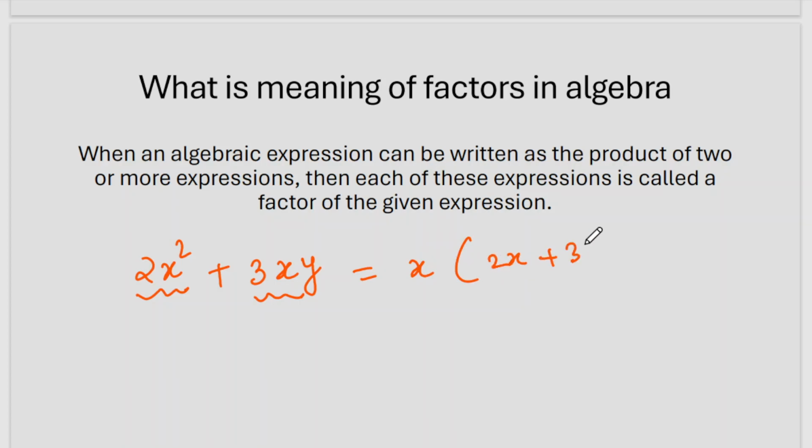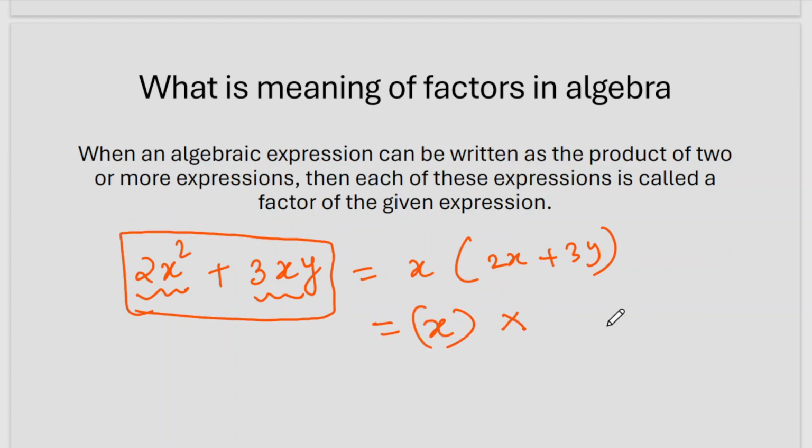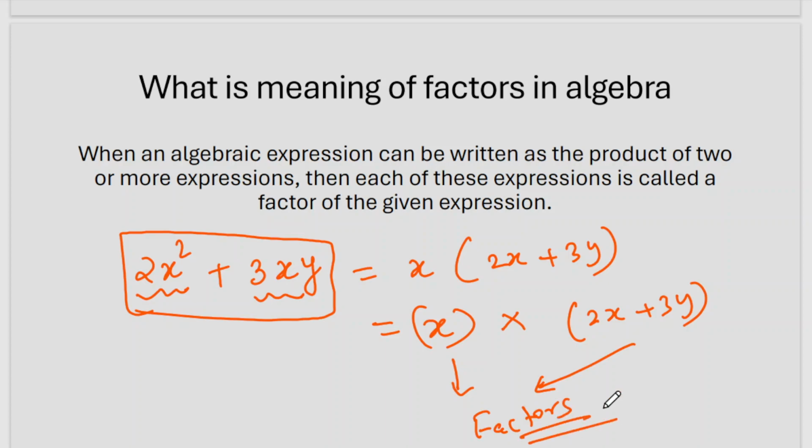2x plus 3y. That means you have written this algebraic expression as a product of x and 2x plus 3y. Okay, these two are your factors. Factors are nothing but writing that expression as the product of two or more expressions. So you have got two expressions, x and 2x plus 3y, and you write this as the product.